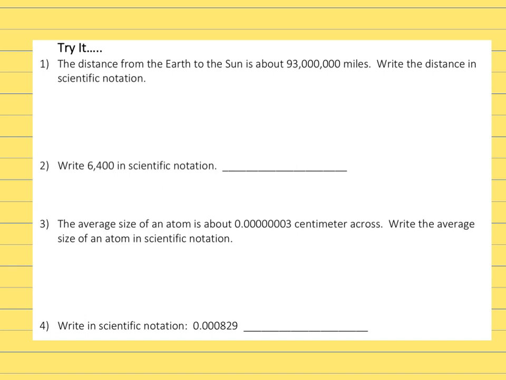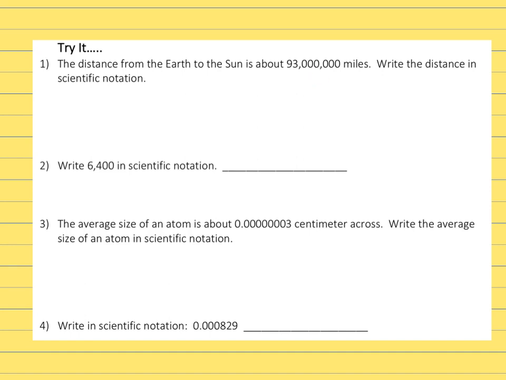Okay, we're going to try a few together in the video to get you going. Here is a real life situation. The distance from the Earth to the Sun is about 93 million miles. Write the distance in scientific notation. Sometimes numbers that are really huge like this are hard to read, so scientists use scientific notation to make it easier for people to read their numbers.